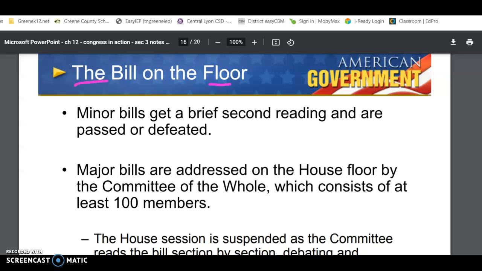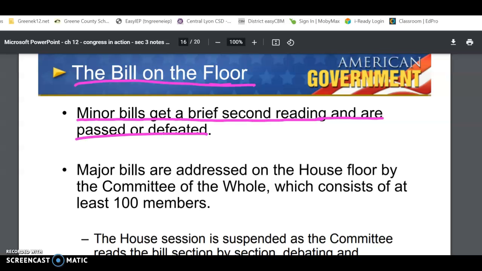All right, so your next section is the bill on the floor. So now it's made it to the floor of either the House or the Senate. And what happens once it gets to the floor? Minor bills, so small bills, get a brief second reading. They had that first reading at the very beginning of the process, but they get a brief second reading and then they're either passed or defeated.